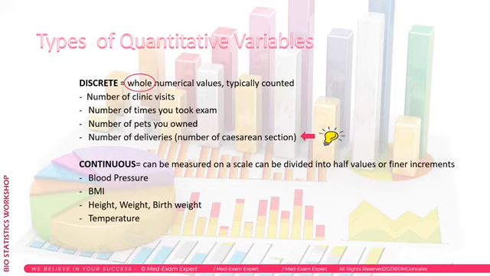When you say continuous, this can be measured on a scale and can be divided into half values or finer increments. Even if they are numerical, they are not whole numbers. For example, your blood pressure, your BMI, height, weight, birth weight, and temperature. BMI also is a favorite exam question.